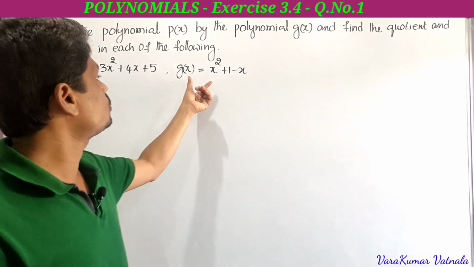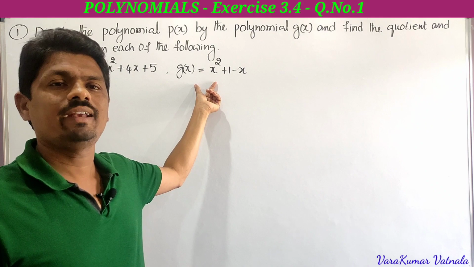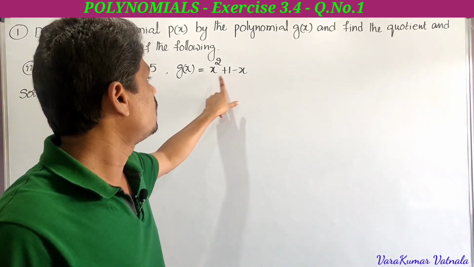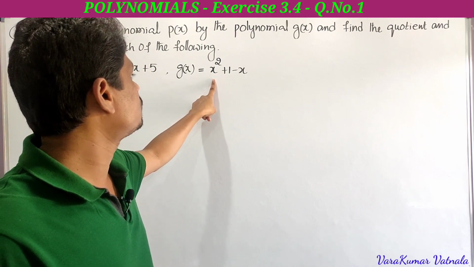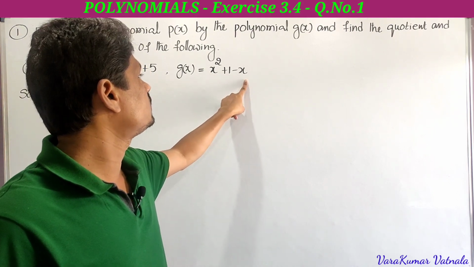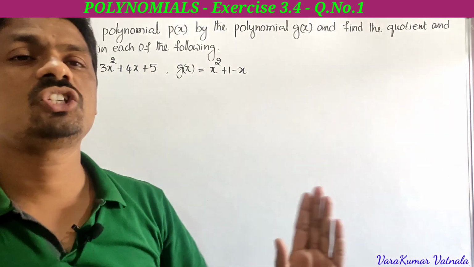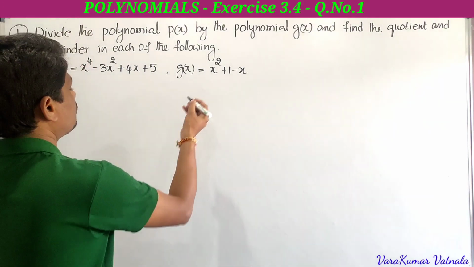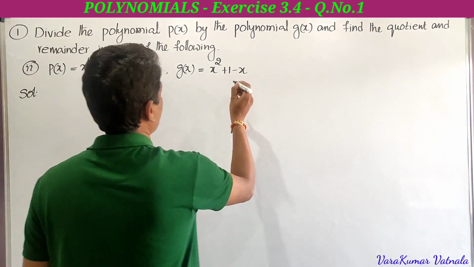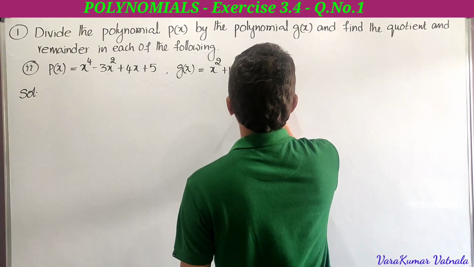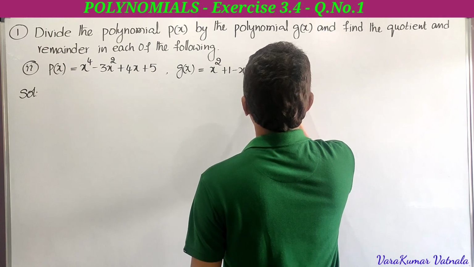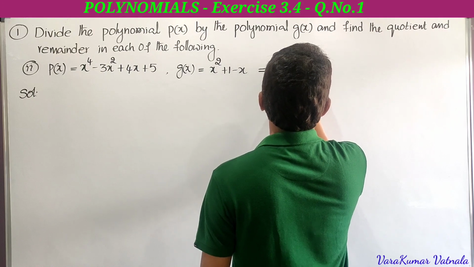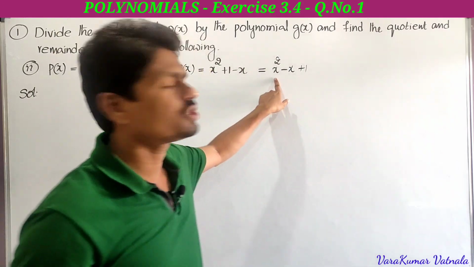In the same way, how to check whether g of x is also in its standard form or not. g of x is equal to x square plus 1 minus x. Here the degrees of the terms are 2, 0, 1. So g of x is not in its standard form. First you have to write it in its standard form. It can be written as x square minus x plus 1. Now it is in its standard form.